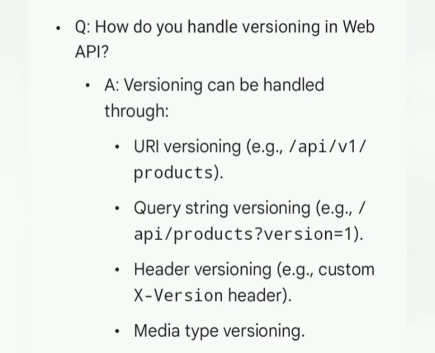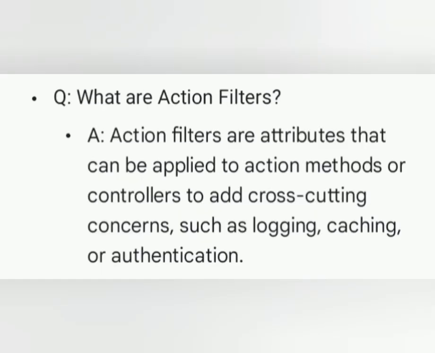Q. How do you handle versioning in Web API? A. Versioning can be handled through URI versioning, e.g., /api/v1/products, query string versioning, e.g., /api/products?version=1. Header versioning, e.g., custom X-Version header. Media type versioning.